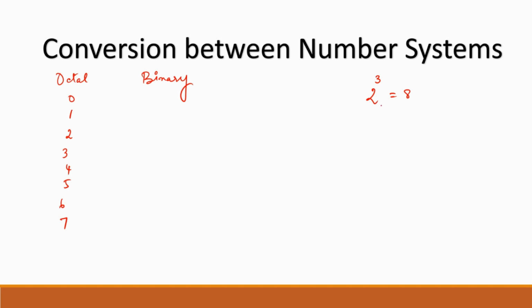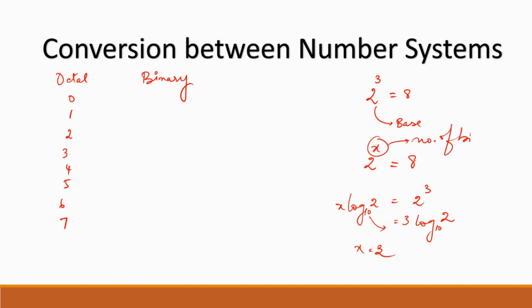So how can we find that out? We know that the base of the number system is 2. We need to find out the number of bits, and we know that there are 8 symbols that need to be represented. So 2 to the power x equals 8. Taking log on both sides, we get x log base 10 of 2. 8 is 2 power 3, isn't it? So we can rewrite this as 3 log base 10 of 2. Therefore, equating the right hand side and the left hand side, we get x is equal to 3. So which means what? 2 was the base, and 3 was the number of bits that are required so that we can represent 8 numbers.